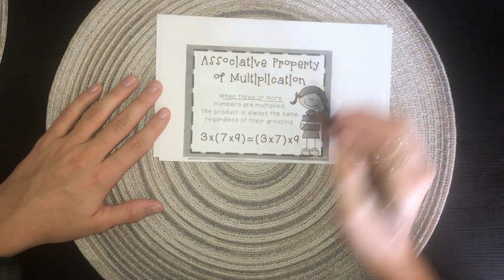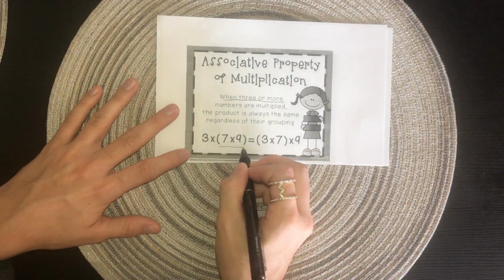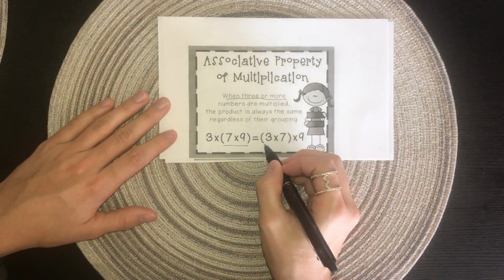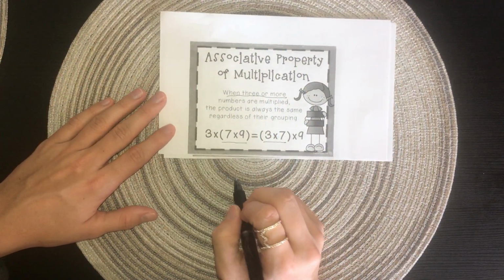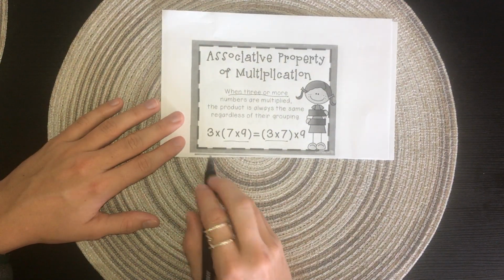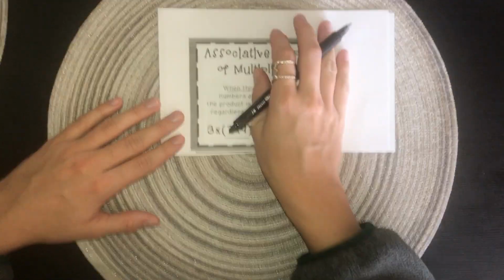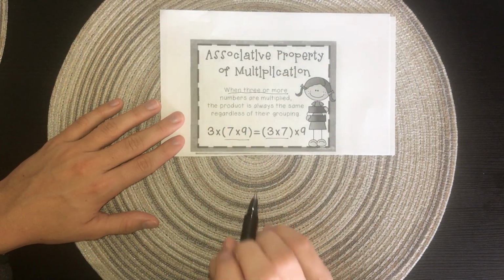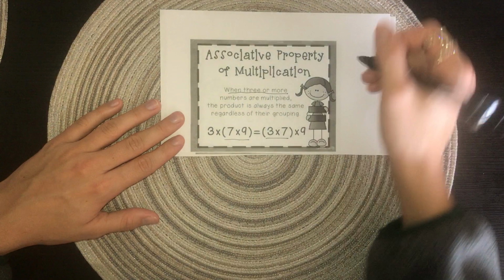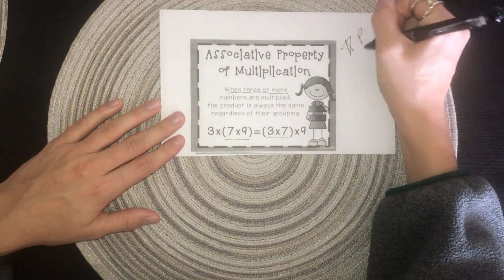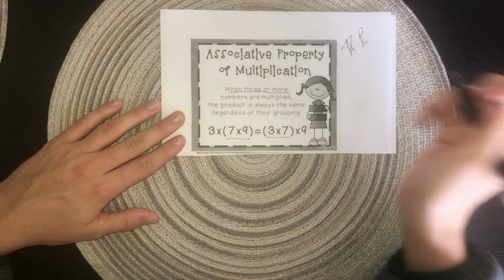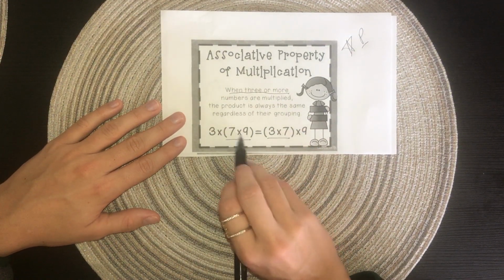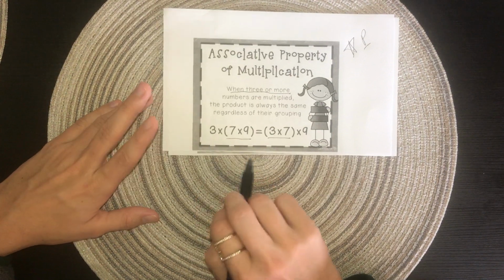But you can see the difference is that in this one, we have 7 and 9 that are grouped together with parentheses, whereas over here we have 3 and 7 that are grouped together. So the way that you would solve this problem, whether it's this side or this side, is that you would start with your parentheses. You always start with your parentheses, always. I'll put a star here with a P for parentheses. Always start with parentheses. So you would do 7 times 9 first, and then you would multiply that number by 3 to get your answer.